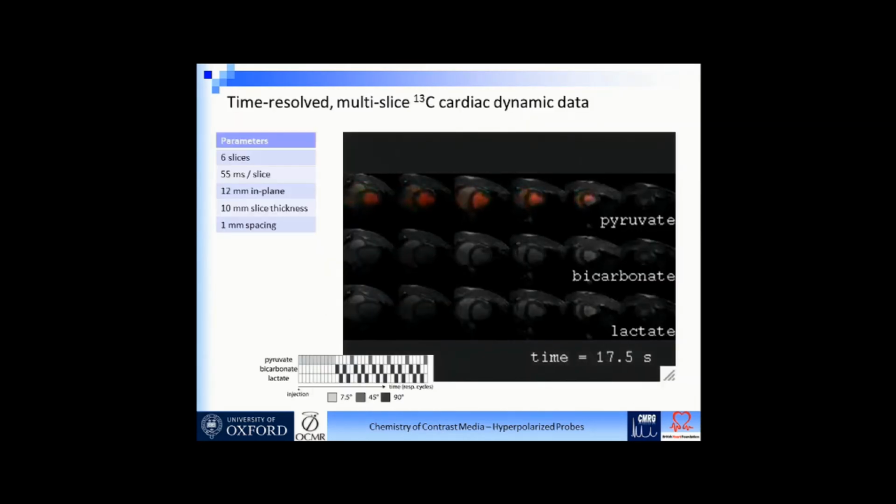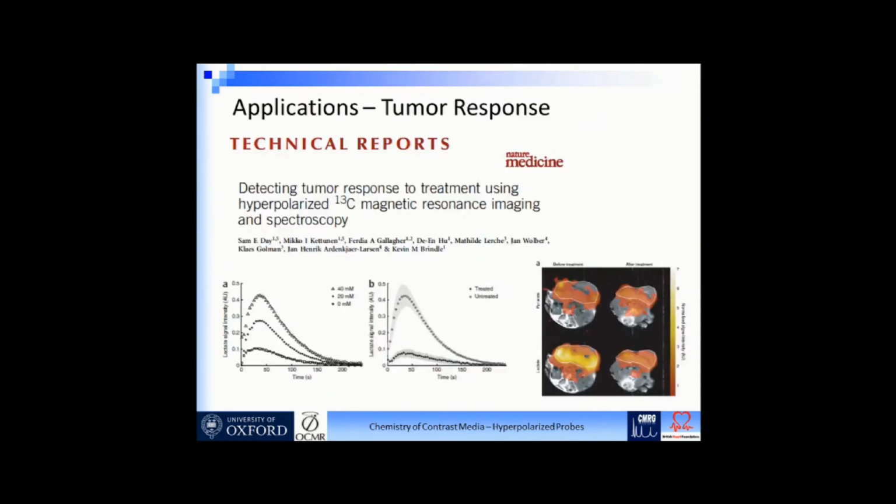So this is just an example of some cardiac images utilizing that. So you see the bolus arrival of the pyruvate in the ventricles of the heart, but then also its metabolic conversion to bicarbonate and lactate in the walls of the heart.